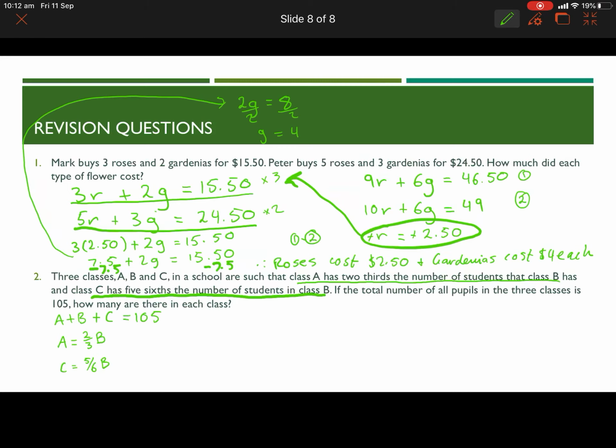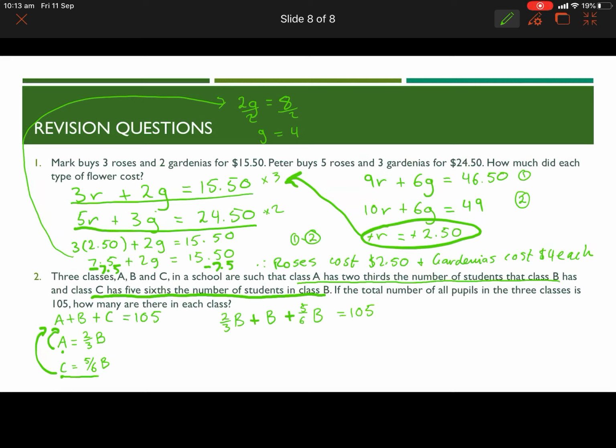Okay, so I've now used all the information from it, so now I need to look at that and think, how am I going to solve it? Well, I know what A and C equal, so I can substitute those into that first equation. So instead of A, I'm going to write 2/3B plus B plus 5/6B, and that equals 105.